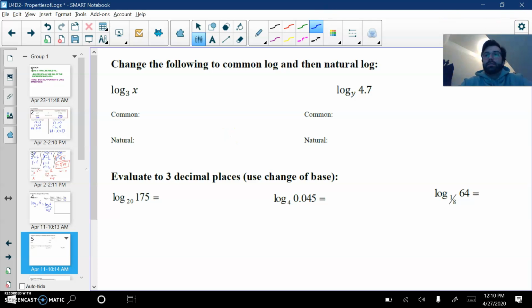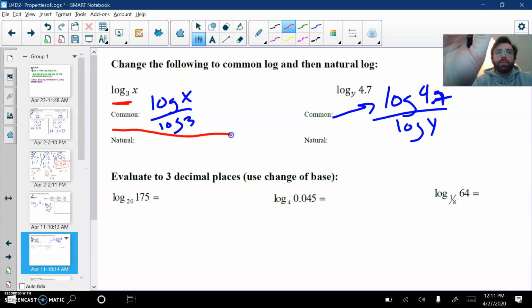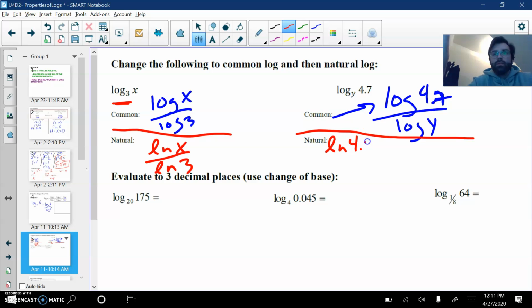Okay, so I just want to change this using our change of base properties. I know the common log is just log. So that's log of x divided by log of 3. Here, the common log of 4.7 divided by log of y. Okay, natural log, I don't know if I'd ever ask you to change something from a common log to a natural log, but if that were the case, it'd be the ln of x over the ln of 3. And here would be the natural log of 4.7 over the natural log, or ln, of y.